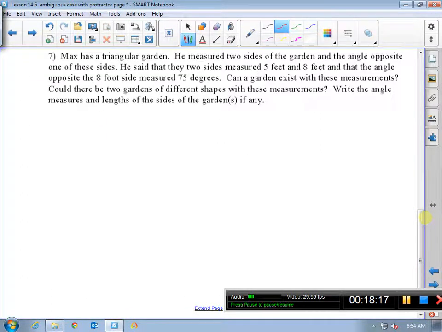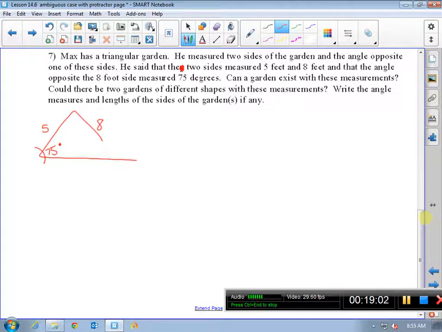Let's do the word problem. Max has a triangular garden. He measured two sides of the garden and the angle opposite one of these sides. He said that the two sides measured 5 feet and 8 feet, and that the angle opposite the 8 foot measured 75. Okay, let's get that in a picture. So he's got two sides measuring 5 and 8, and the angle opposite the 8 is 75. So 75 degrees is across from the 8, and the other side is 5.